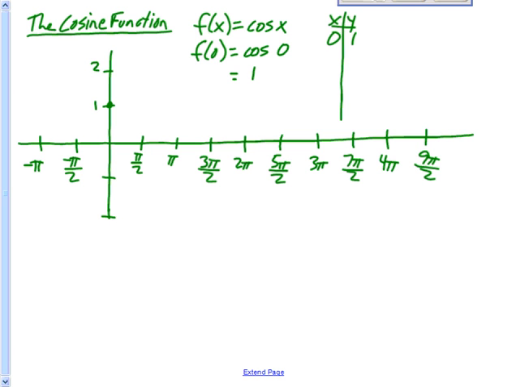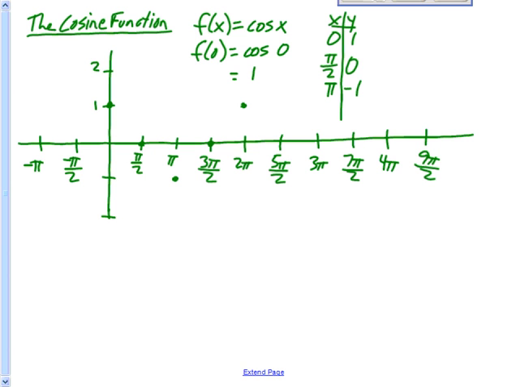Now let's go pi halves. Cosine of pi halves is 0. So pi halves, comma 0. Let's go pi. Cosine of pi, negative 1. Pi, comma, negative 1. 3 pi halves, we got 0. Cosine 3 pi halves, 0. Cosine at 2 pi, 1.